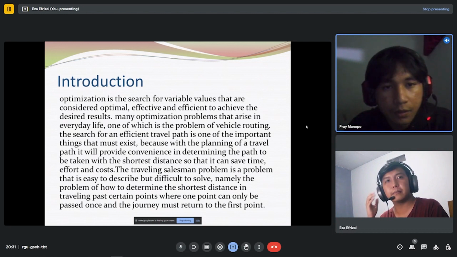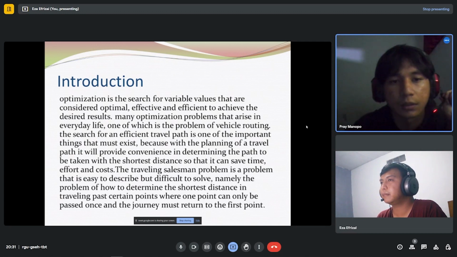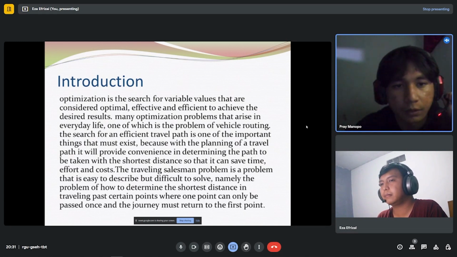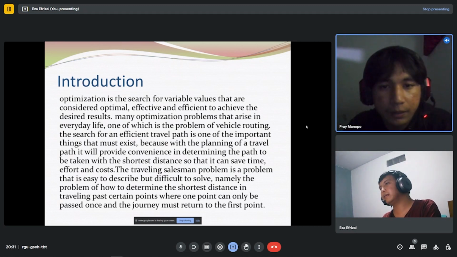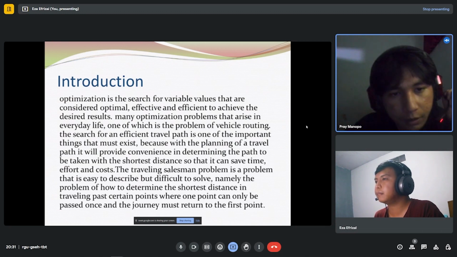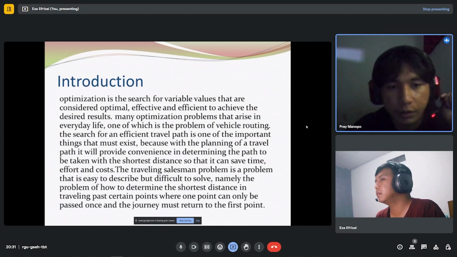Optimization is a search for variable values that are considered optimal, effective, and efficient to achieve the desired result. Many optimization problems arise in everyday life, one of which is the problem of vehicle routing. The search for an efficient travel path is important, because planning a travel path provides convenience in determining the path to be taken with the shortest distance, so that it can save time, effort, and cost.